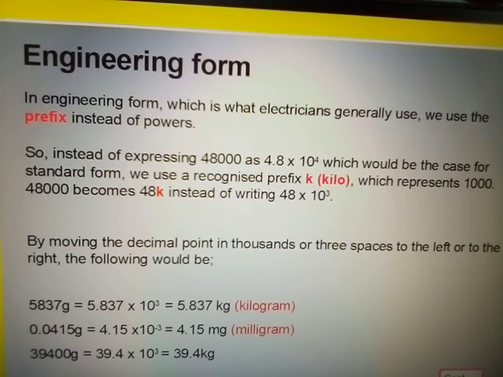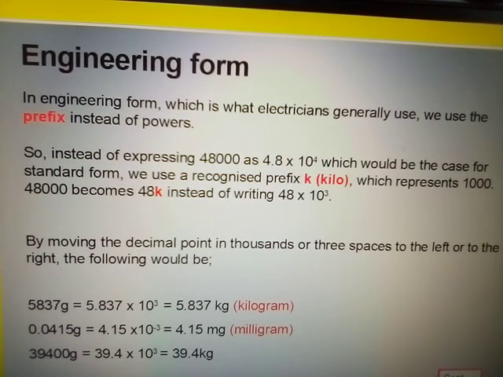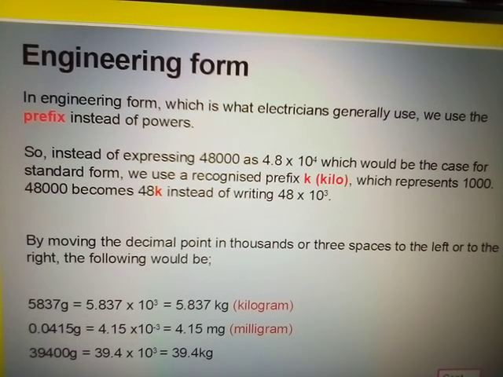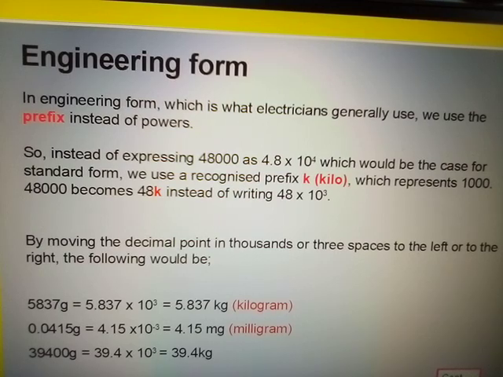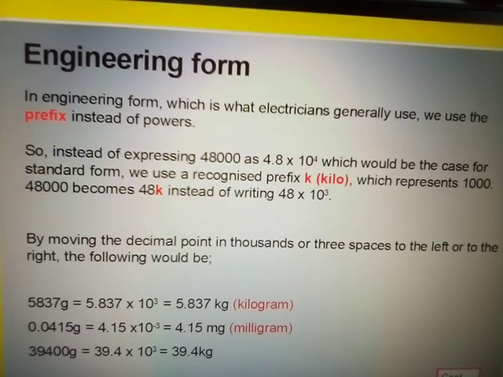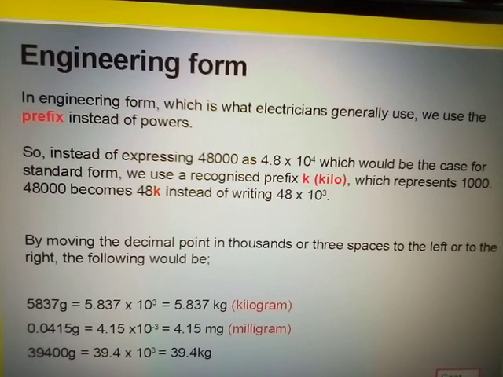Now in engineering form, which is what electricians generally use, we use prefixes instead of powers. So instead of expressing 48,000 as 4.8 times 10 to the 4, which would be the case for standard form, we use a recognized prefix of kilo, which represents 1,000. 48,000 becomes 48k, instead of writing 48 times 10 to the 3. Okay.